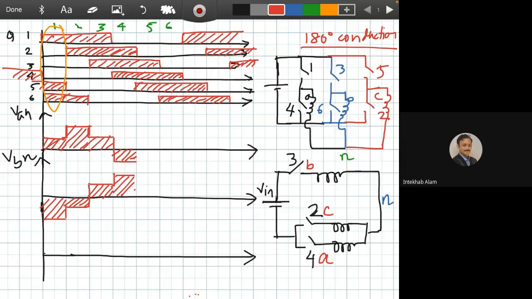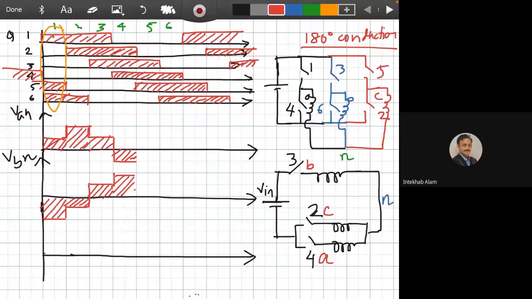Thank you all. Do you have any question regarding mode 4? If not, we can proceed with mode 5. Is it okay? If it is okay, we can proceed to mode 5.